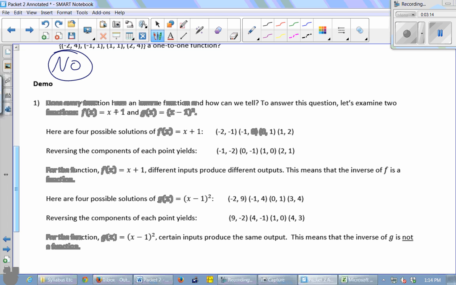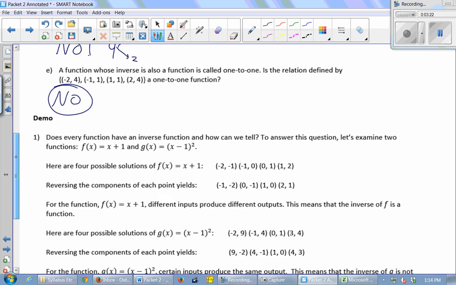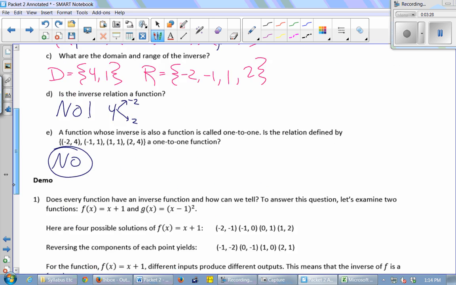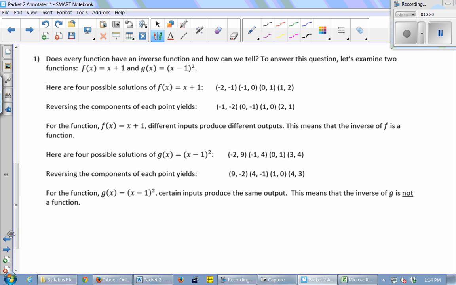Okay, so basically we've already answered this first question. Does every function have an inverse function? And how can we tell? So we started up here with a function, and its inverse was not a function. So the answer is no. Every function does not have an inverse function. But let's look at another example. f of x equals x plus 1, g of x is (x minus 1) squared.